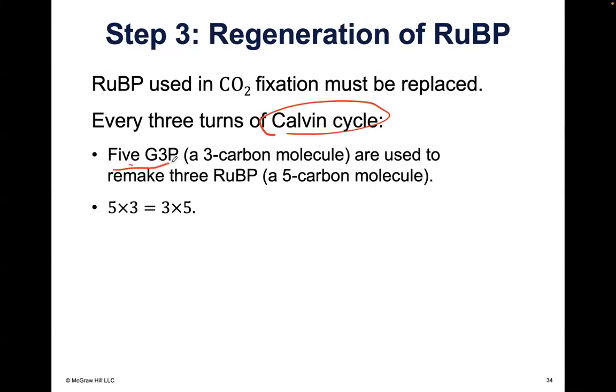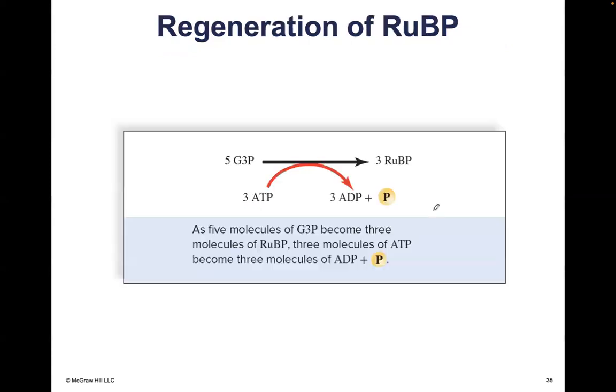It uses 5 days of this. So then it uses that to remake this. So it uses that to remake 3 ribulose bisphosphate, which is a 5 carbon molecule, which you saw as C5. So this is exactly what we are trying to say there. So this is 5 G3P.